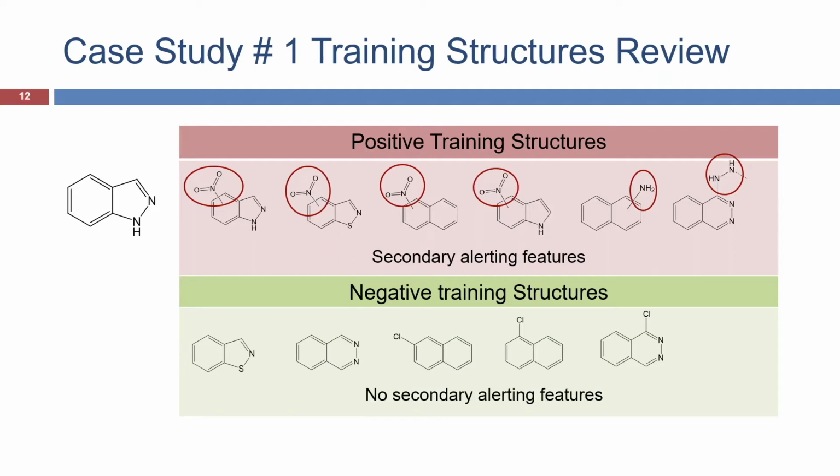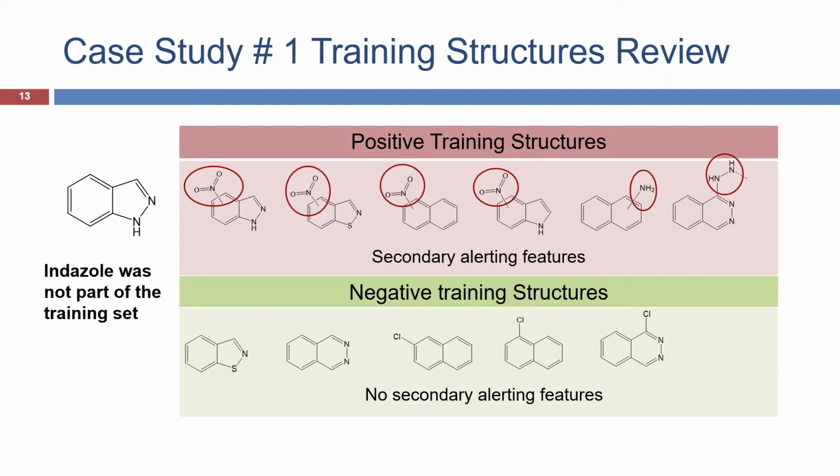In contrast, when we look at the negative training structures, you can notice that the same heterocycles, once they don't have those secondary alerting features, are negative in mutagenicity assays. We also noticed that the indosol itself wasn't part of the training set.